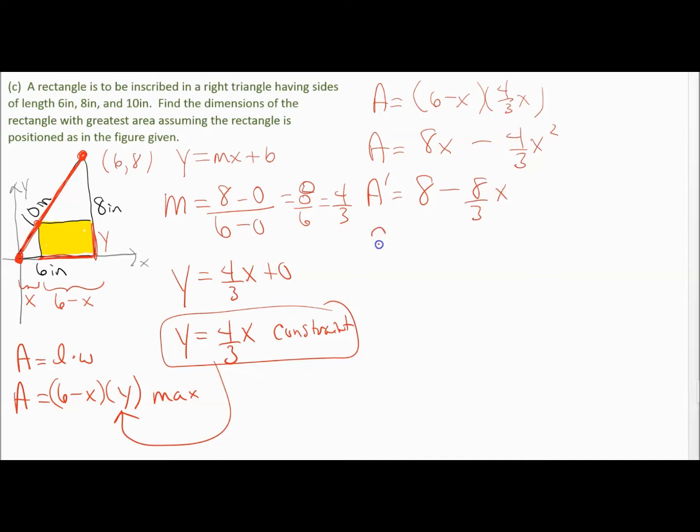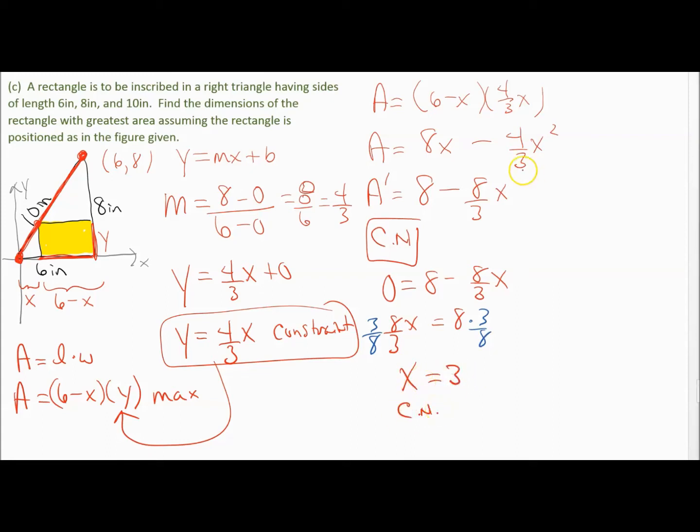Now what do? I find critical numbers. How do you find critical numbers? You set the derivative equal to 0, and solve. So I'm going to add the 8/3 over. I'm going to divide both sides by 8/3, which is the same as multiplying by 3/8. So I'm going to multiply by 3/8 over here, multiply by 3/8 over here. What do I find out? Well, I find out that x is equal to 3. So x equals 3 is a critical number.